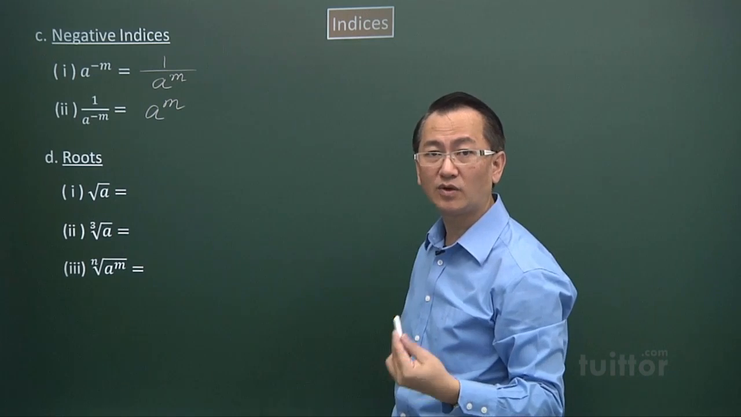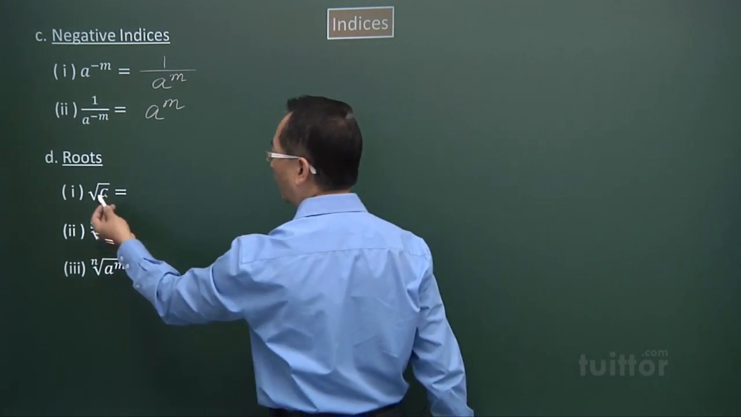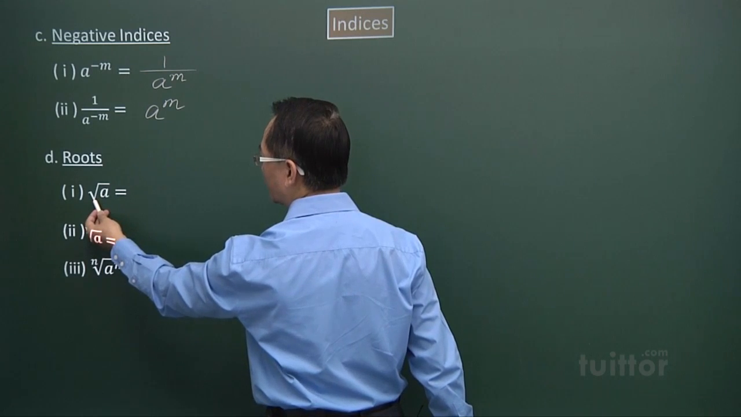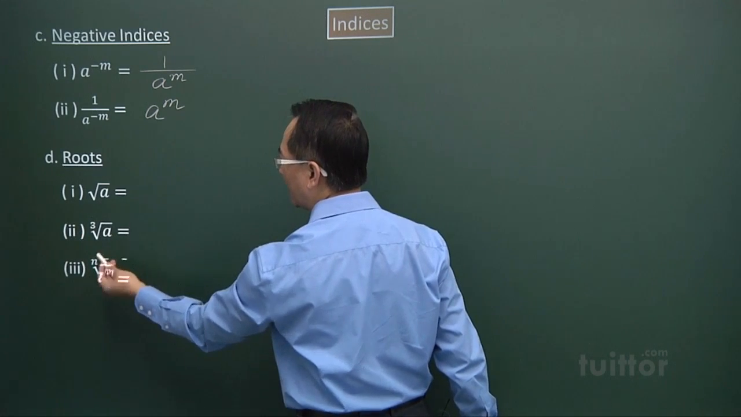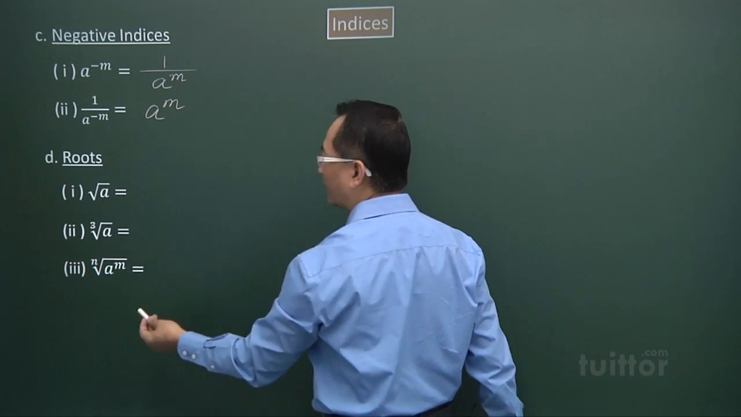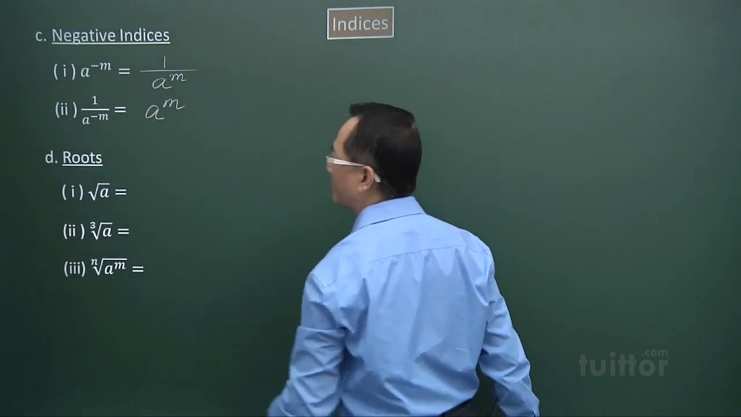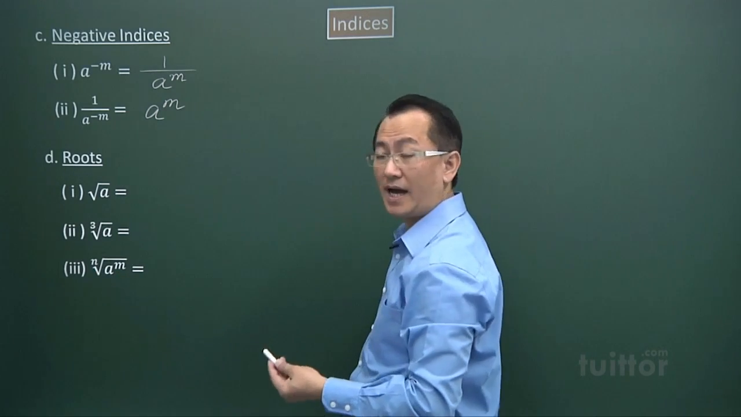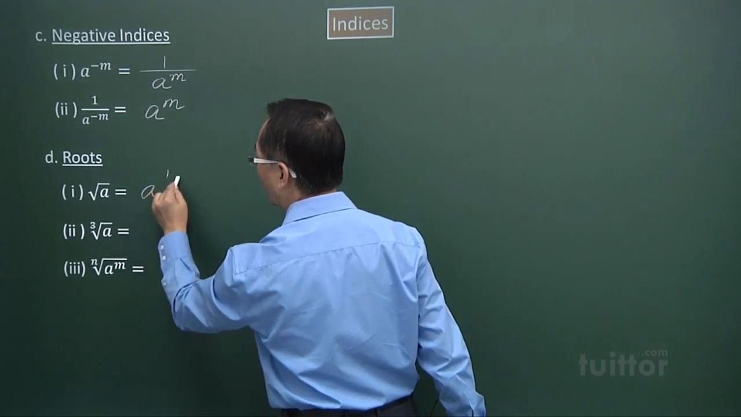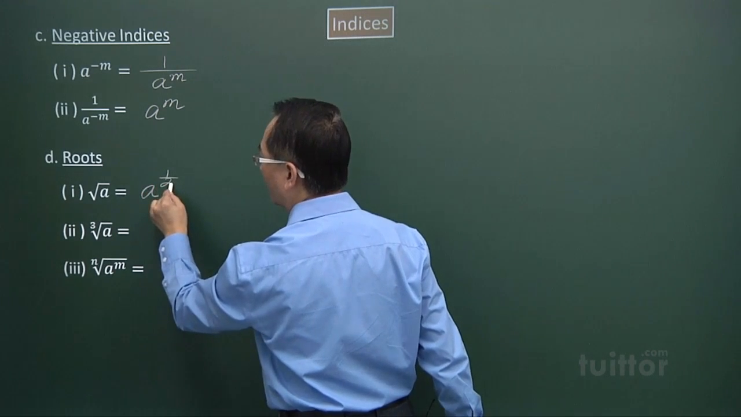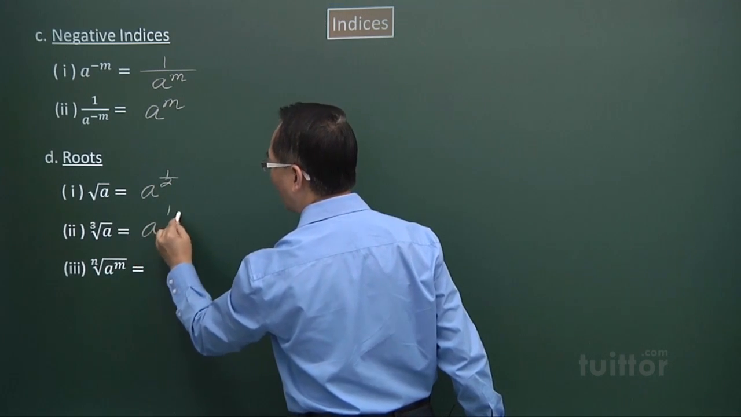So part D, we are looking at the roots. For this, we have the square root of a. For this, we have the cube root of a. And for this, we have the nth root of a to the power of m. So for part 1, we have a to the power of half. For part 2, we have a to the power of 1/3.